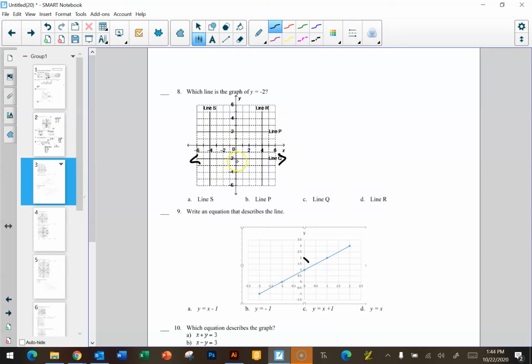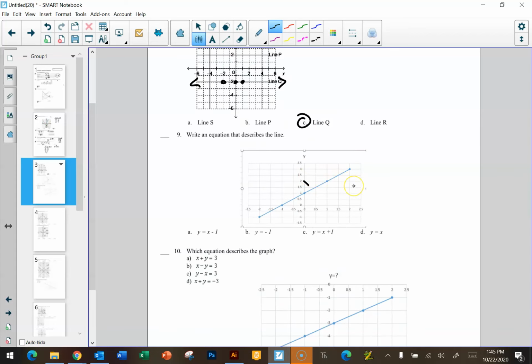No matter what your x value is, y is always -2. This would be 0, -2. This would be 1, -2. This would be -2, -2. But no matter what point you put on that graph, the y value is always going to be -2. So that is line Q, which is C.